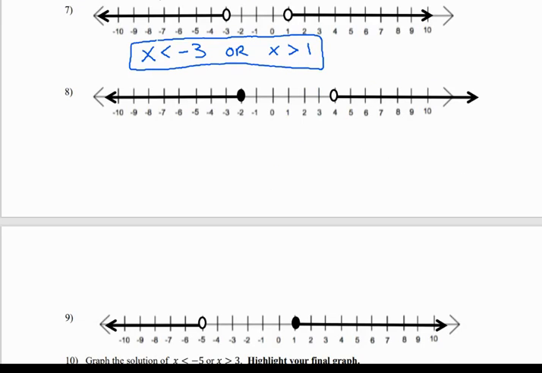Let's do 8. We do the first piece, which is starting at -2 and going to the left. So that's saying X is less than, but since it's a closed circle, it's less than or equal to -2. Or, because those pieces are going in opposite directions, the other one is at 4, and X is greater than 4. Open circle, so no line.